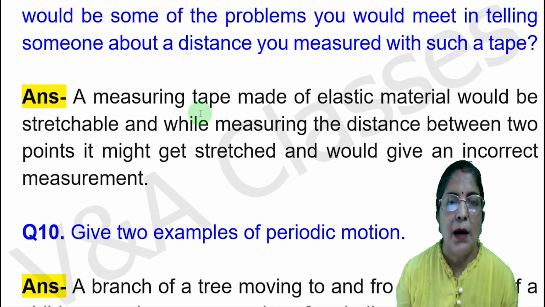Answer, a measuring tape made of elastic material would be stretchable and while measuring the distance between 2 points it might get stretched and would give an incorrect statement.